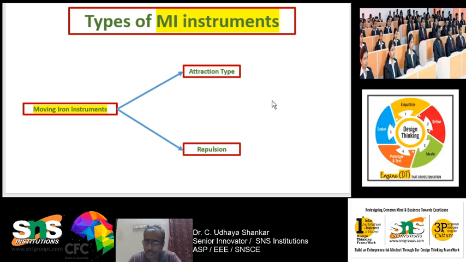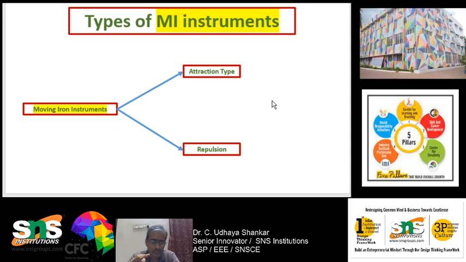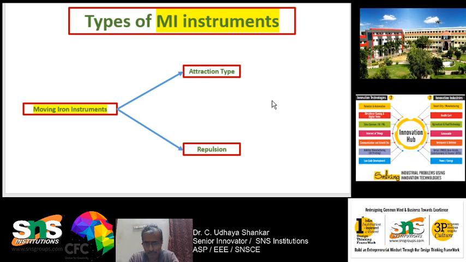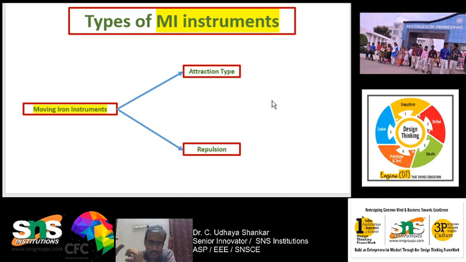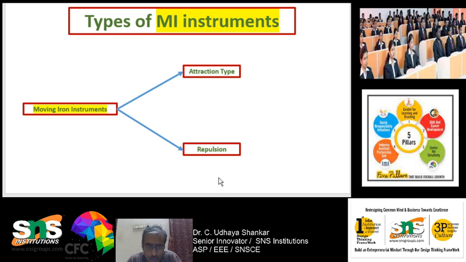So the basic analog instruments are of two types. One is the MI instruments, the other one is the MC instruments. MC instrument is also called the PMMC instrument. In this video, we are going to discuss only the MI instruments. MI instruments are classified into two types: the attraction type and the repulsion type. If the forces are attracting and producing the force, that is called attraction type. If the forces are getting repelled and producing a counter force, that is called the repulsion type. Now we will go on to the topic.